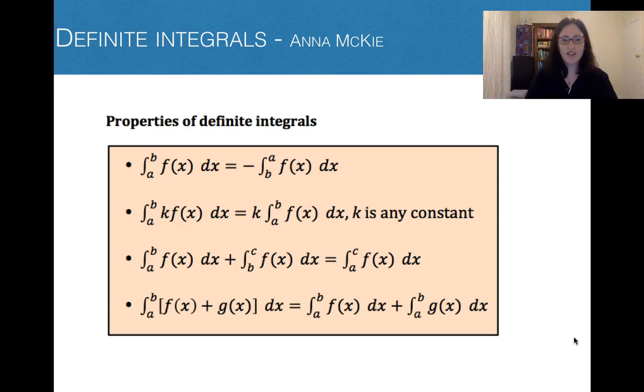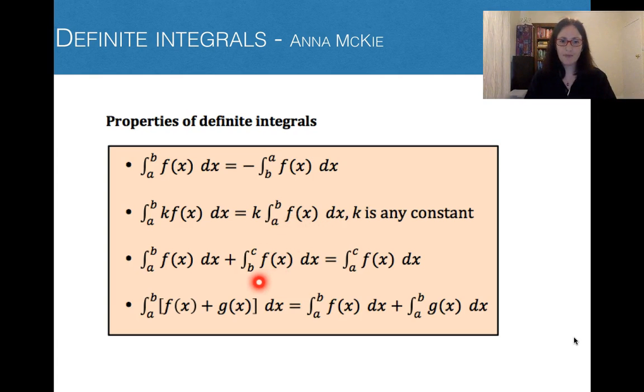But first of all, here are some of the properties of definite integrals. So this one here, if a definite integral between b and a is this, then it's actually exactly the same as the negative with b and a switched. That'll come in very handy a bit later on. This property here, if you have k multiplied by a function where k is any constant, you can move k out the front of the integral and then integrate and bring it back in later.